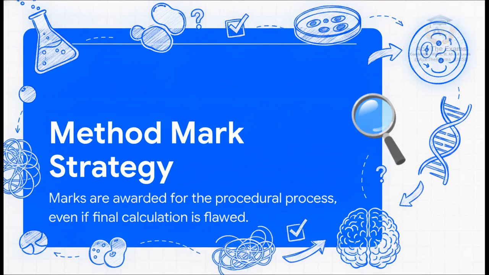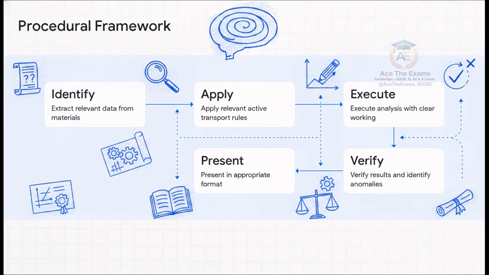When you get hit with a highly complex data analysis question about active transport rates or vesicle formation, the examiner really just wants to see your logical, structured reasoning. Your process is honestly often just as valuable as your final answer. So, how do we actually put this into practice? We use a standardized 5-step procedural framework for tackling these questions logically.